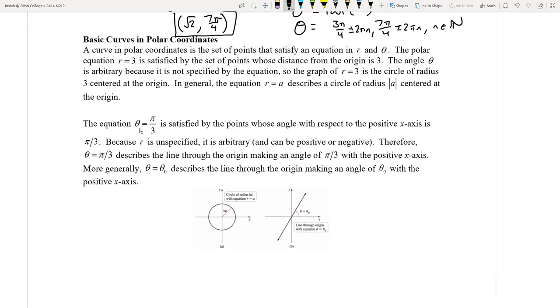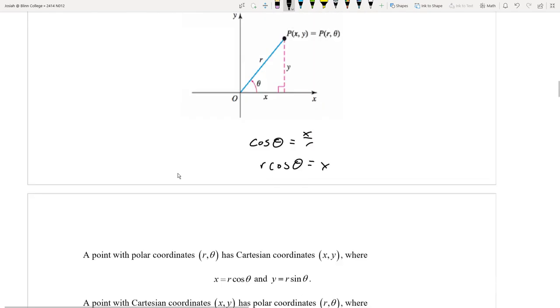So let's talk about when theta is equal to just a number. When we have theta equal to pi thirds, it's satisfied by all the points whose angle with respect to the positive x-axis is pi thirds. R is unspecified, so we do not care what the distance is from the pole. And so theta equals pi over 3 is the line through the origin making an angle pi over 3. Whenever we have theta equal to some constant, we're talking about a line going through the pole, and it makes an angle with the positive x-axis, whatever theta sub 0 is. And so that makes sense.